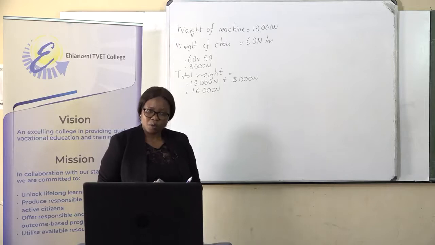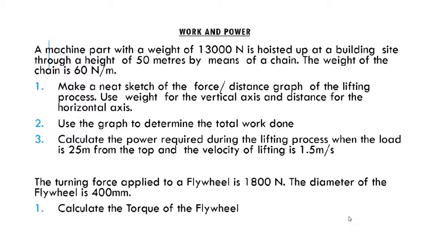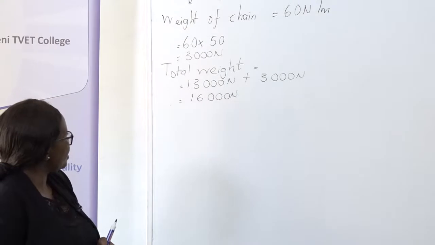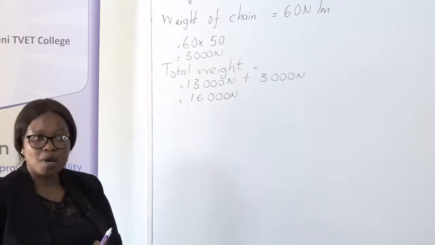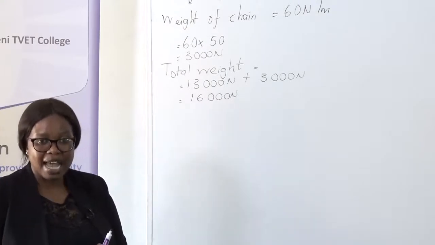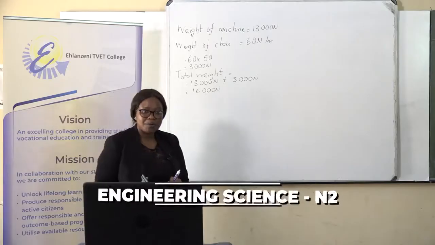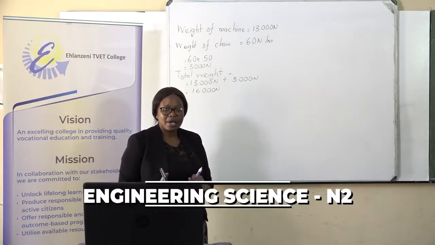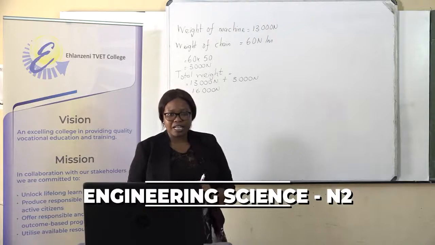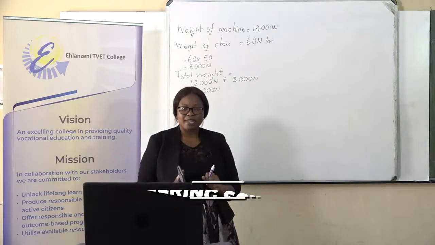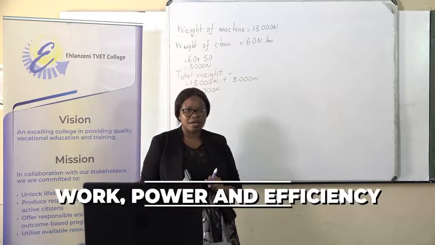Now, let's look at our question. What are we asked to do? We are asked to make a neat sketch of the force distance graph. So now, what do we have? We have the force, the total weight of the machine and the chain, and we have the distance, which is 50 meters. We are given the hint that the weight, which is our force, goes on the vertical, and our distance goes on the horizontal.